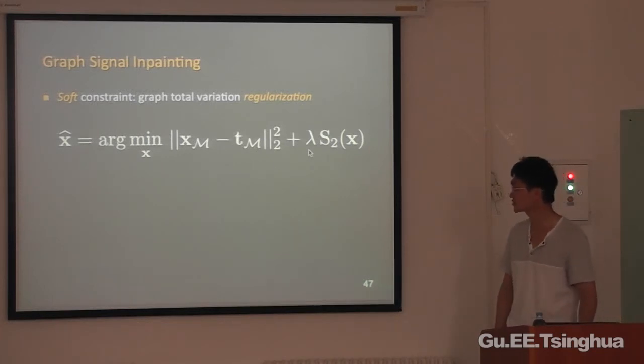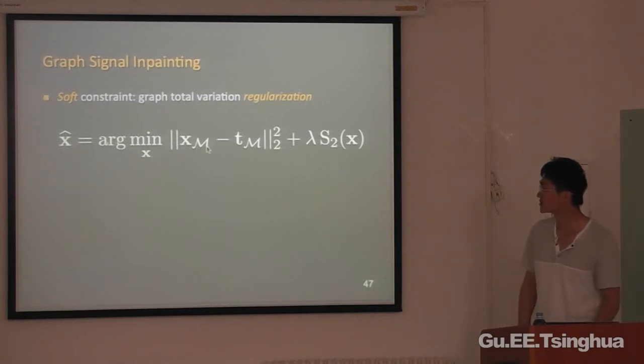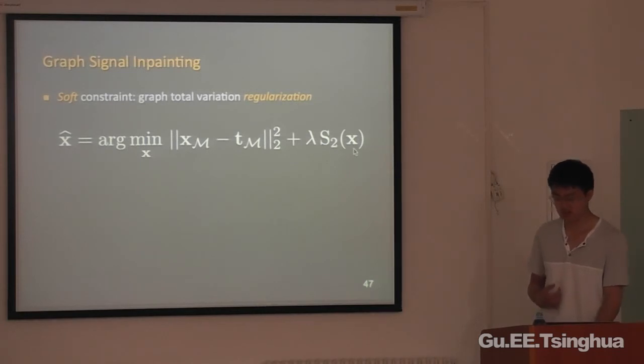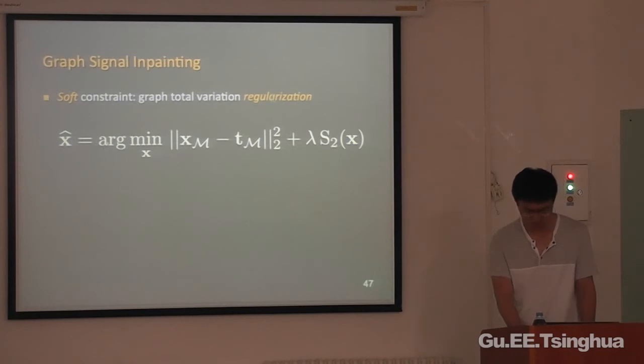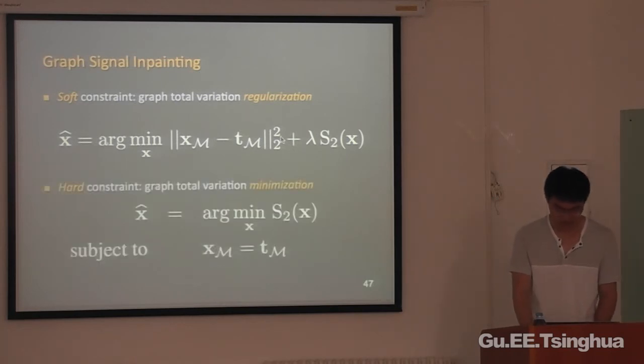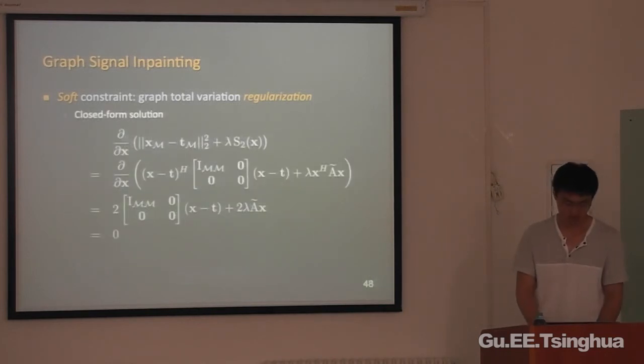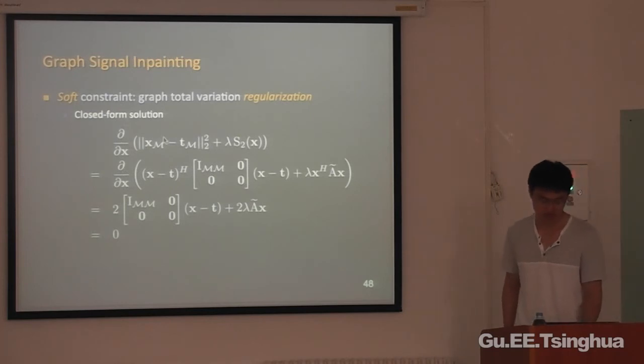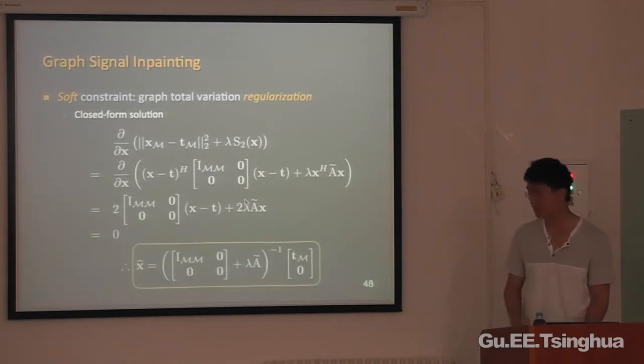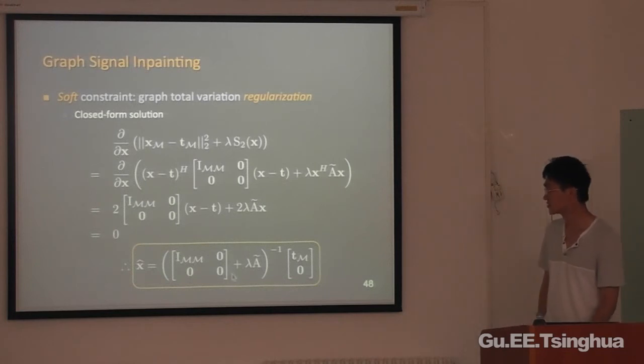You can prove that. And so here we want Xm to be close to Tm, and still we want to push this X, our estimate, to be smooth. Because I add the regularization here, I call it graph total variation regularization. And still for this problem, I can get a closed form solution. So in this comparison, we solve the soft version and the hard version. For the regularization, still we set the derivative to 0 and do some algebra, then we get a closed solution here. And still it is some operator that works on Tm.